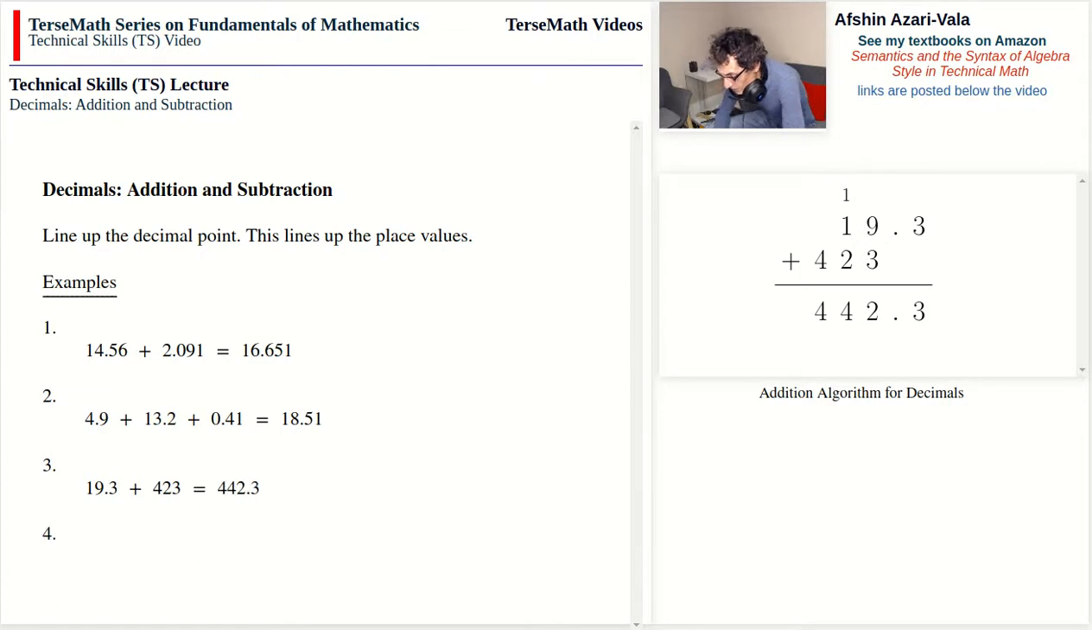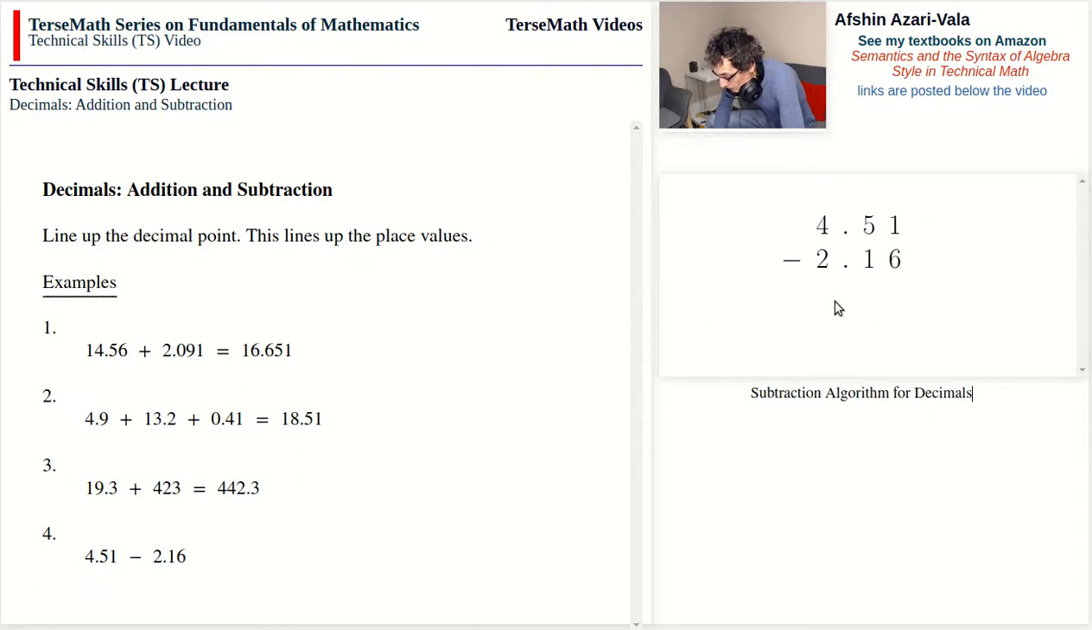Okay, 3 more problems, and these are on subtraction. 4.51 minus 2.16. Let's set it up. Again, as usual, we line up the decimal point. And again, the reason is because this lines up the place values. So we will be subtracting tenths from tenths, and ones from ones, and let's say thousandths from thousandths. Okay, so here we have the numbers lined up. Decimal points are lined up, and now the ones are lined up, and the tenths are lined up, and the hundredths are lined up.